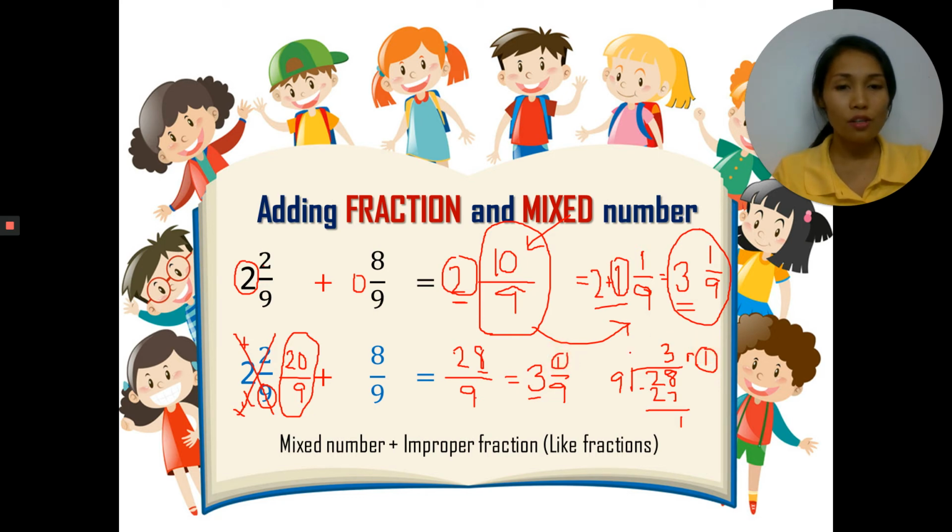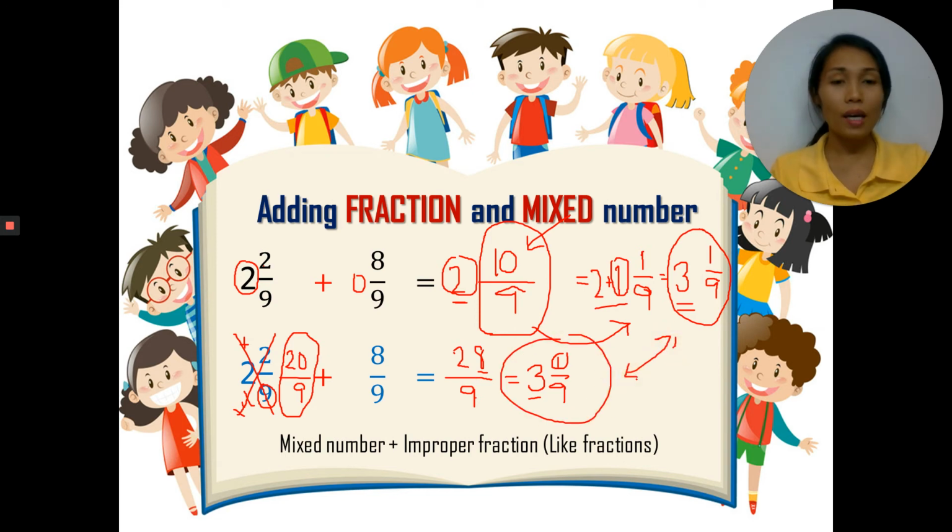So you see our answers are the same. So it proves that whatever method or which way you use, as long as you do it correctly, as long as you do it right, then you got the same correct answer. You see? 3 and 1 ninth. They are the same. So again, when we're dealing with a mixed fraction, you can either convert the mixed fraction into improper before you add, or you add first and then convert to mixed fraction.